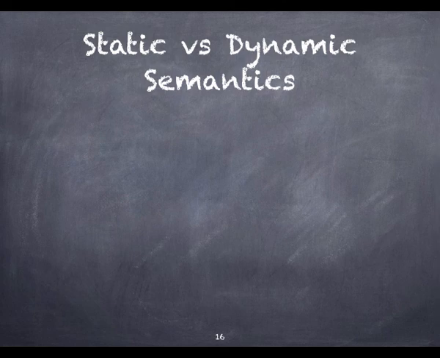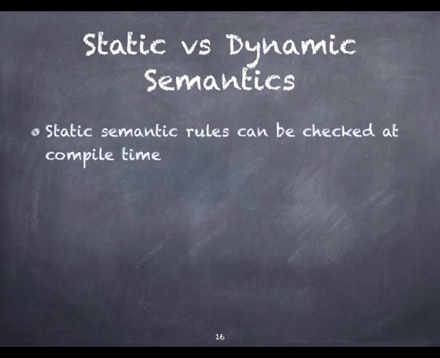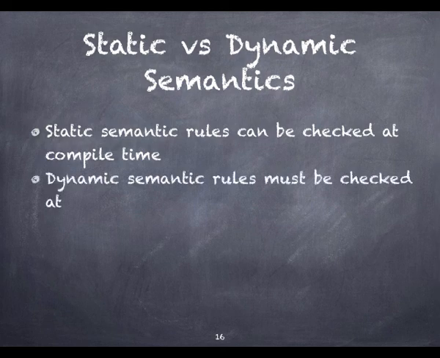You should note that not all semantic rules can be checked at compile time. Semantic rules that can be checked at compile time are referred to as the static semantics of the language. Semantic rules that must be checked at runtime are referred to as the dynamic semantics of the language. C has very little in the way of dynamic checks because its designers opted for performance over safety.